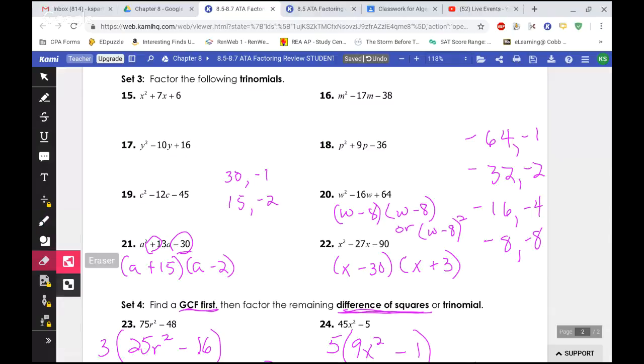And I continue to show you that because a lot of you on the quizzes, when you would see W minus 8 or something else squared, you're just squaring the first term and the last term. That doesn't work. You have to write it as a binomial and FOIL it because it comes out as a trinomial.